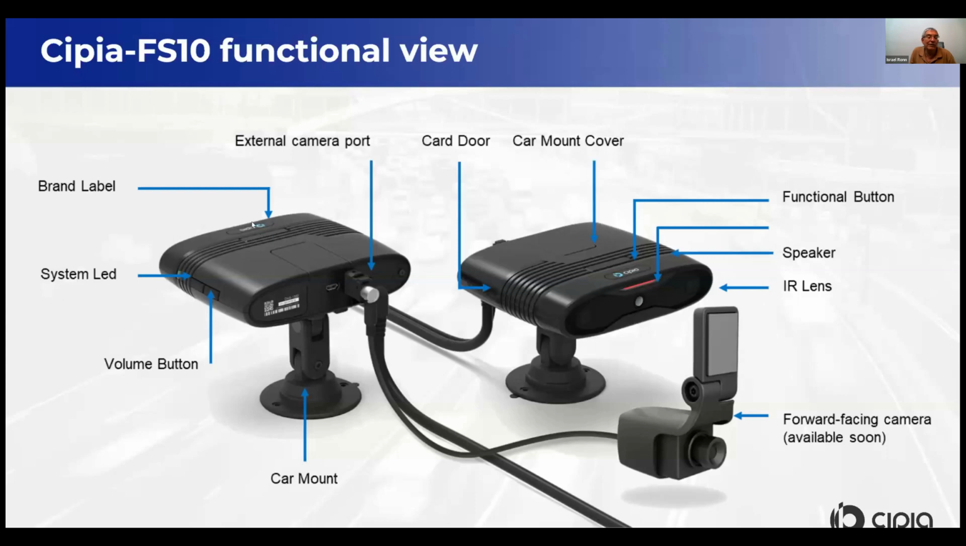We have a logo here. You can have it white labeled or with the Cipia logo. System LED with a few indications, 3 colors, 3 rates, a volume button, and of course the mount that can come from the bottom and the top and allows us to hook the device either to the dashboard or the windshield.